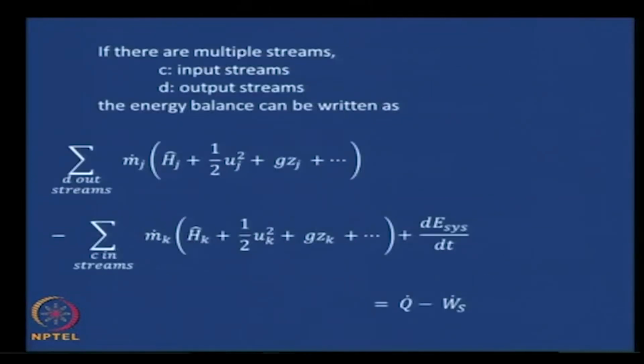Now if we generalize things, we have it in a form that can be easily generalized. Generalization: if there are multiple streams, for example if there are C input streams and D output streams, the energy balance is nothing but you sum over all the output streams and sum over all the input streams and subtract one from the other. Energy is a scalar, it can be subtracted.